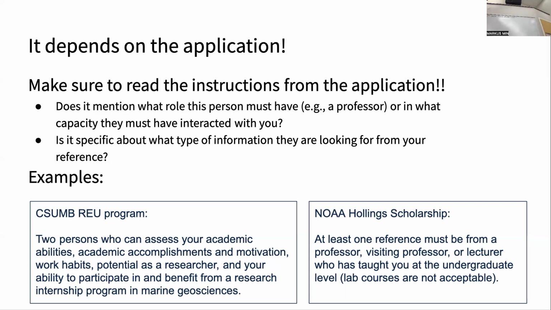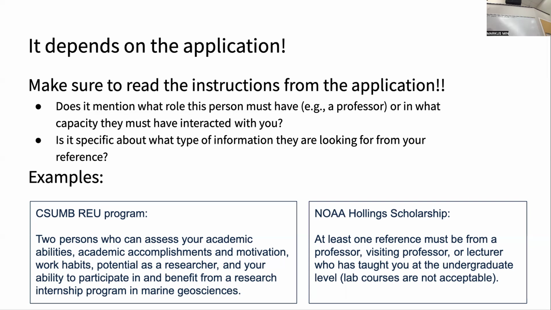So here's an REU program. This is a research experience undergraduate program at Cal State Monterey Bay. What they're looking for are two persons who can assess your academic abilities, academic accomplishments and motivations, work habits, potential as a researcher, and your ability to participate in and benefit from a research internship program in marine geosciences. It's a lot of stuff there, but basically they're not telling you exactly who that needs to be. They just want you to pick someone who can talk about these specific things. So I put that there to contrast with a Noah Hollings scholarship, which is something that second year undergrads are eligible for.